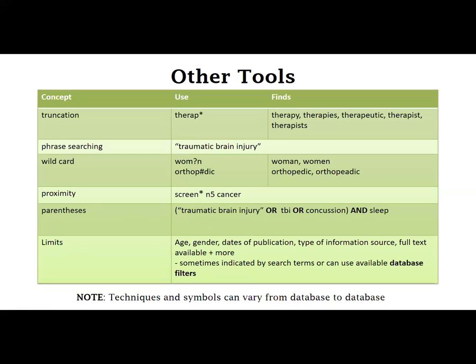And then there are also limits. Much like web shopping, we have limits that we can use, or filters that we will find on the side of our Amazon list or database that we can just click on and have it filter in or filter out. This could be language, age, gender, the dates of publication, the type of study, things like that. Each database will offer a variety of different filters.